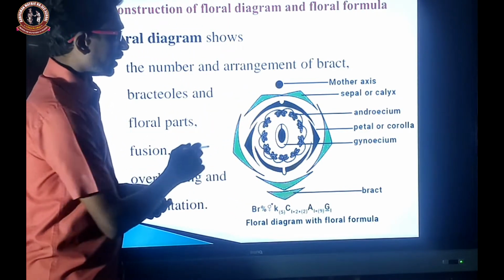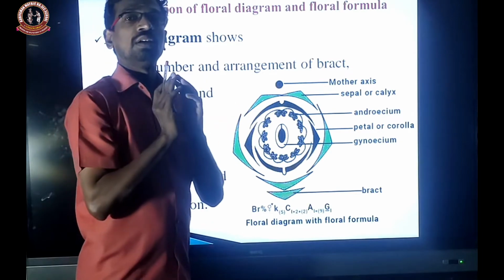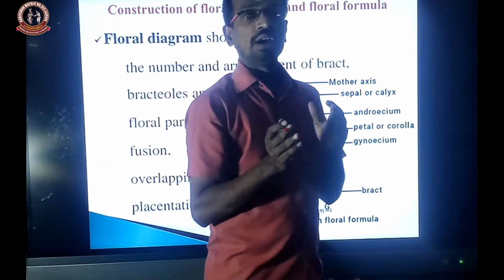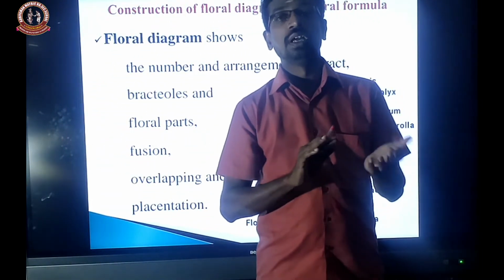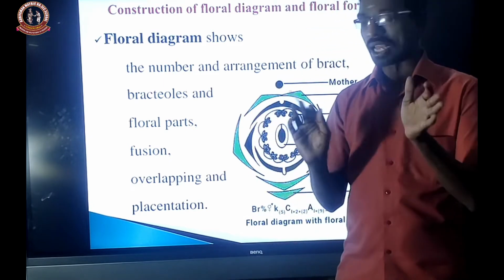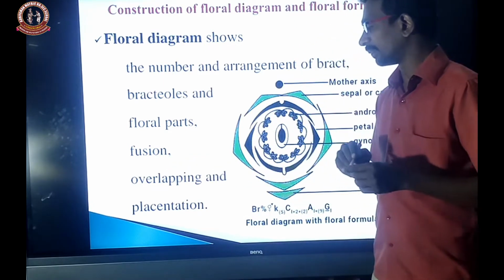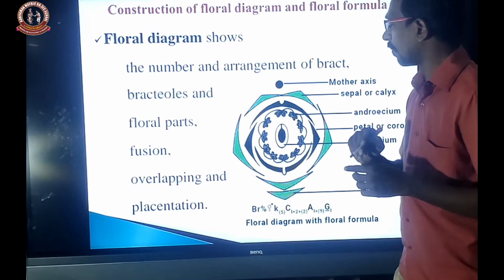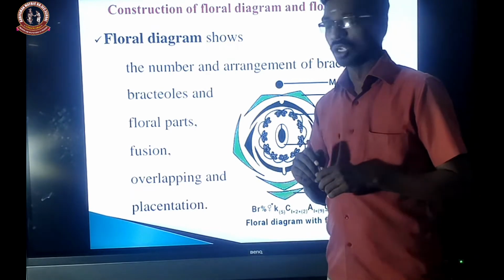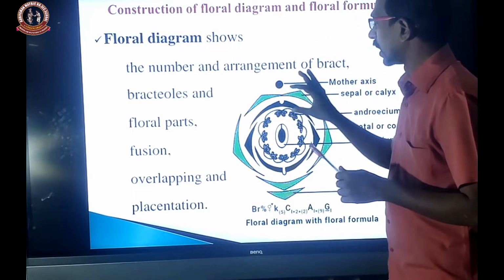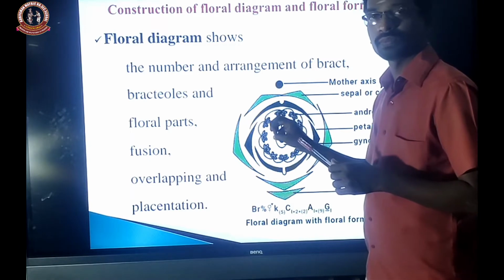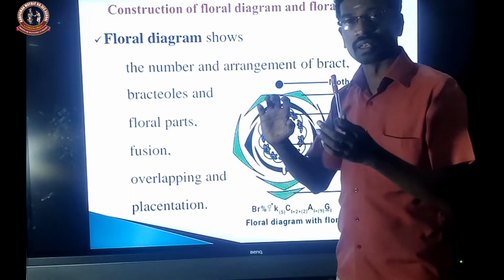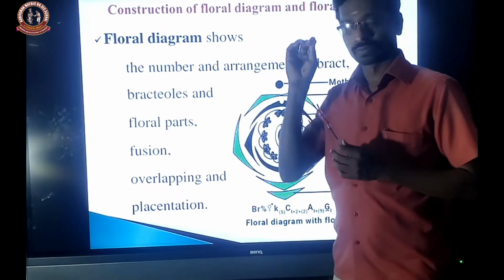And overlapping, whether it is valvate aestivation, twisted aestivation, or imbricate aestivation, like that. So that is overlapping. And placentation. This is called marginal placentation. So the floral diagram represents the entire structure of the flower. Okay.